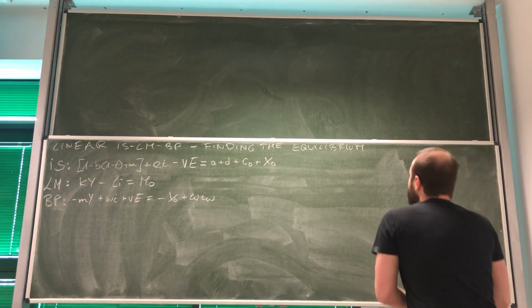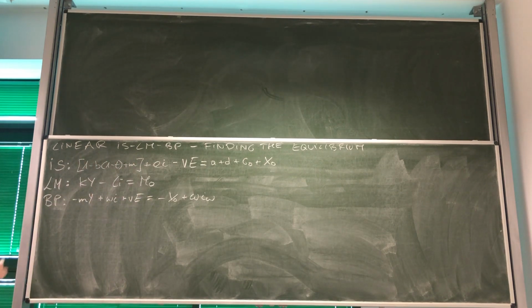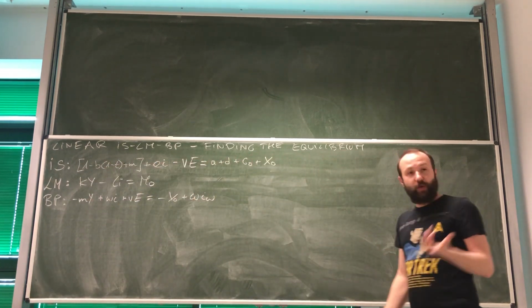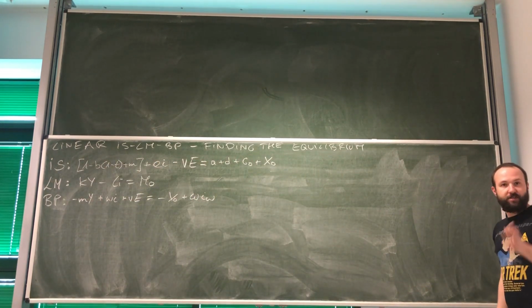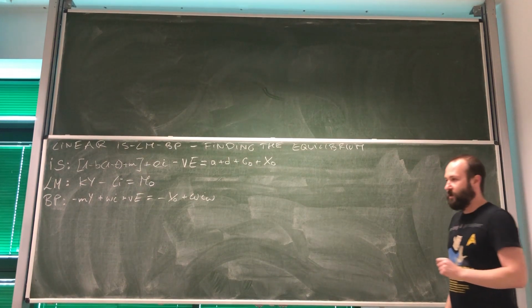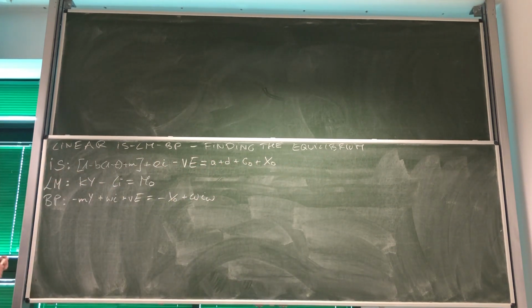Hi. So, in the previous video, we've learned about all the elements of the IS-LM-BP model. So, now we have enough knowledge to start to find the model equilibrium. But before we do so, let's do some simplifications.